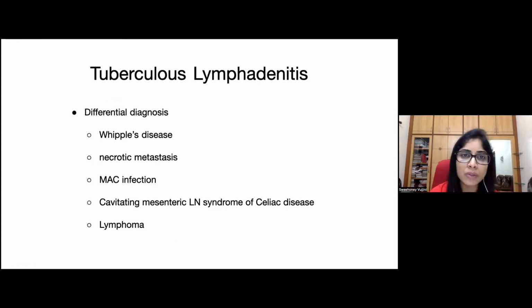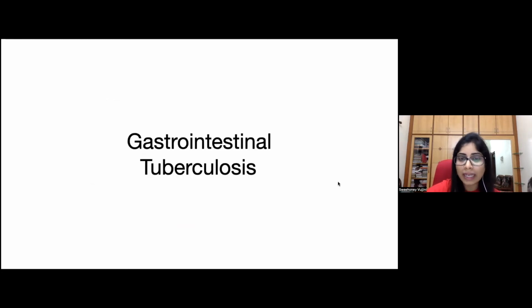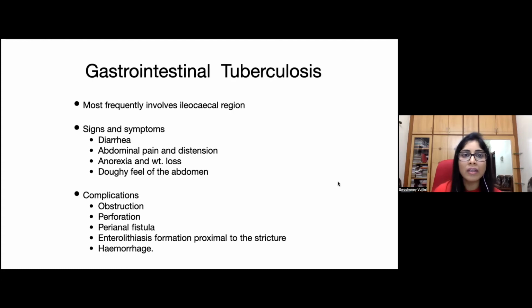The differential diagnosis for tuberculous lymphadenitis includes Whipple's disease, necrotic metastasis, MAC infection, cavitating mesenteric lymph node syndrome of celiac disease, and lymphoma. The next is gastrointestinal tuberculosis. The most frequently involved region is the ileocecal region. The signs and symptoms include diarrhea, abdominal pain and distension, anorexia and weight loss, and doughy feel of the abdomen. Complications include obstruction, perforation, perianal fistula, enterolithiasis formation proximal to the stricture, and hemorrhage.